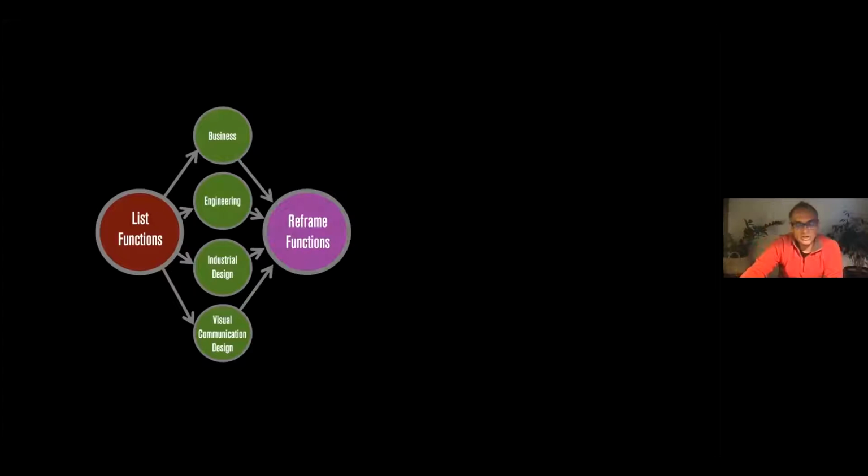So can we use biomimicry for all disciplines? And the answer is yes. The way you think of the problem, if you are able to rephrase it in biological terms, you can come up with something in nature that has in some way solved that problem before. So for example, if you look at 4 different disciplines: business, engineering, industrial design, visual communication design.